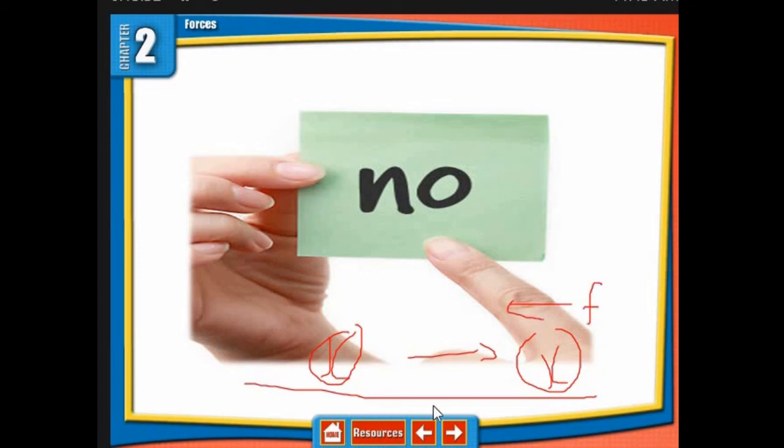But without the force of friction, if you get rid of the friction force, then this ball will move forever and ever in the same direction and at the same speed.